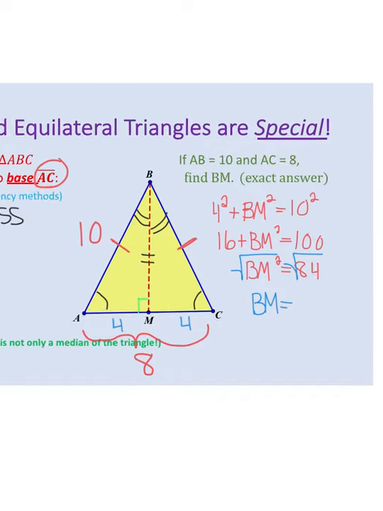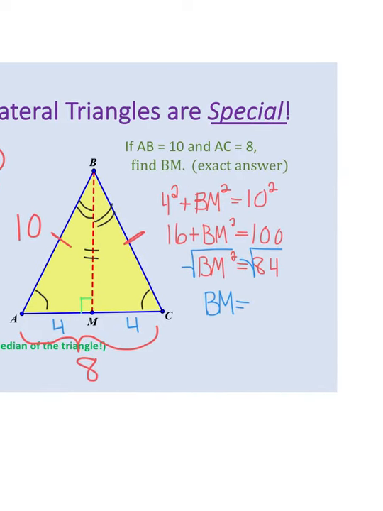What perfect square factor goes into 84? 4 does. How many times? 21 times. The square root of 4 is just 2, so it's 2 square roots of 21 is what we get for BM.